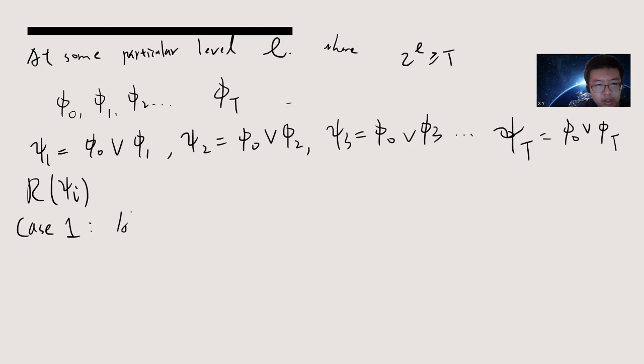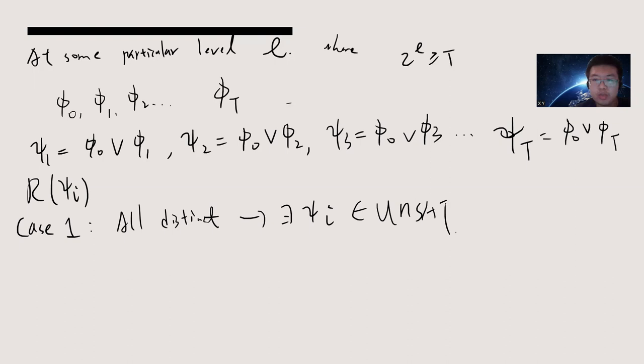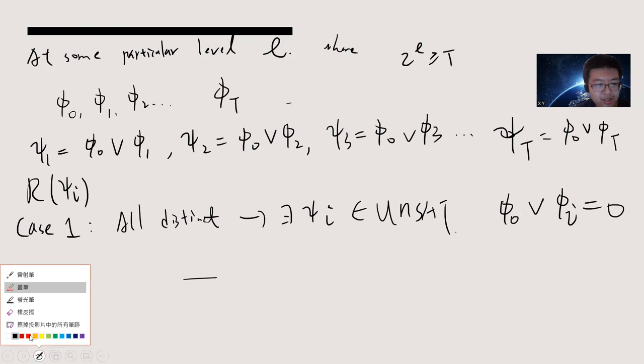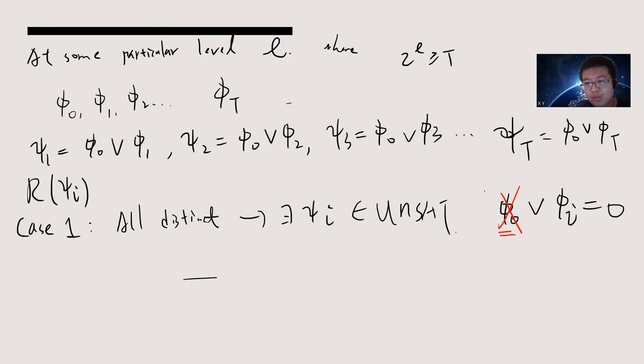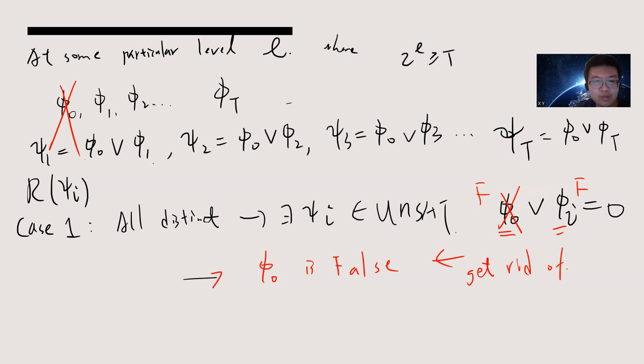Case 1: they're all distinct. If they're all distinct, that means there exists a psi i which is unsatisfiable. But by the previous lemma, this will tell you that phi 0 and phi i are unsatisfiable, basically it's 0. So this guy must be false. This guy must also be false. So I know that phi 0 is false, so I can get rid of phi 0. I can just kill it, because everyone contains phi 0, so I don't care.